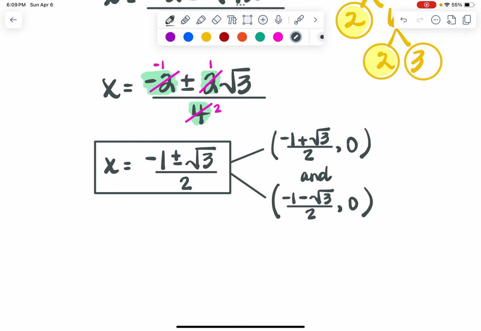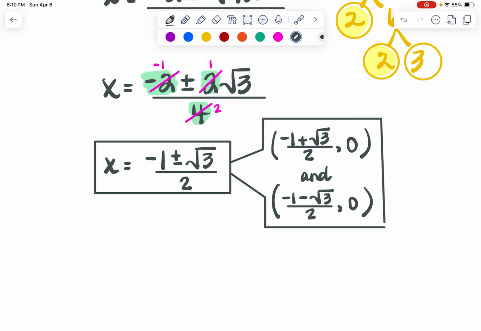But I would have to type that in my calculator to get those gross irrational decimal answers, which I don't really want to ever do unless you're trying to check your answers in Desmos, to see if you have done your quadratic formula accurately. Okay?